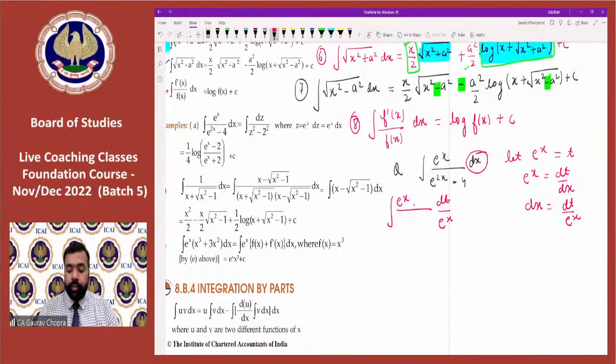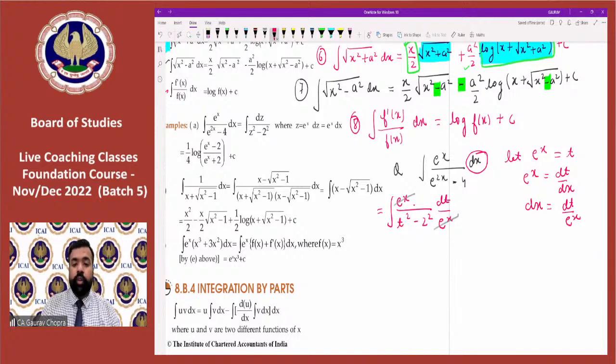Then in the denominator, we have e to the power of 2x. This can be written as t square minus 2 square. Now we can see that e to the power of x will get cancelled. So we are left with simply dt upon t square minus 2 square.